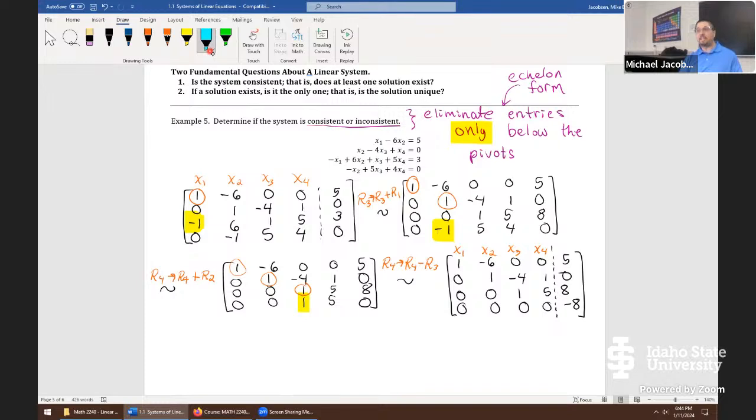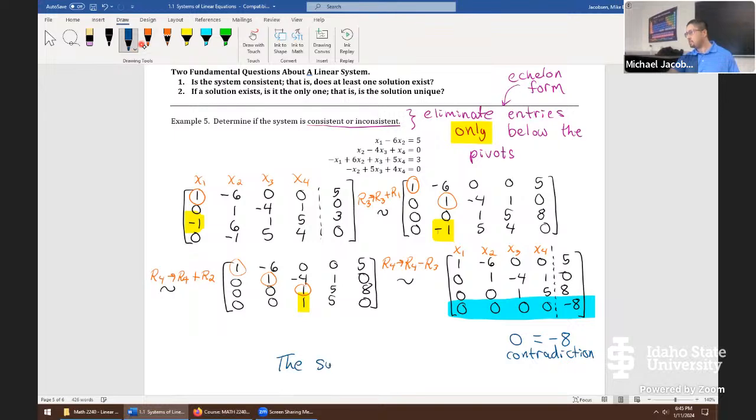Now, this system turns out to be inconsistent. Can anyone see why by analyzing this echelon form? Sorry, say again. Yeah, it's pretty much this right here. This is a statement that says 0 equals -8. That's a contradiction, which means the system is inconsistent.